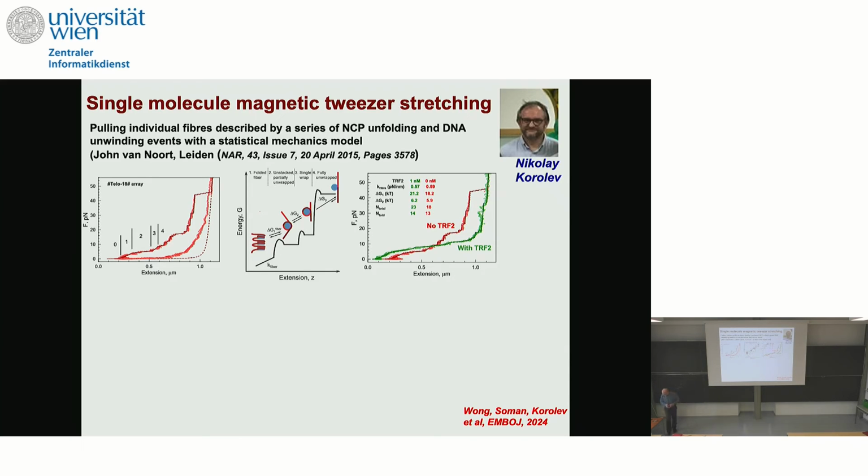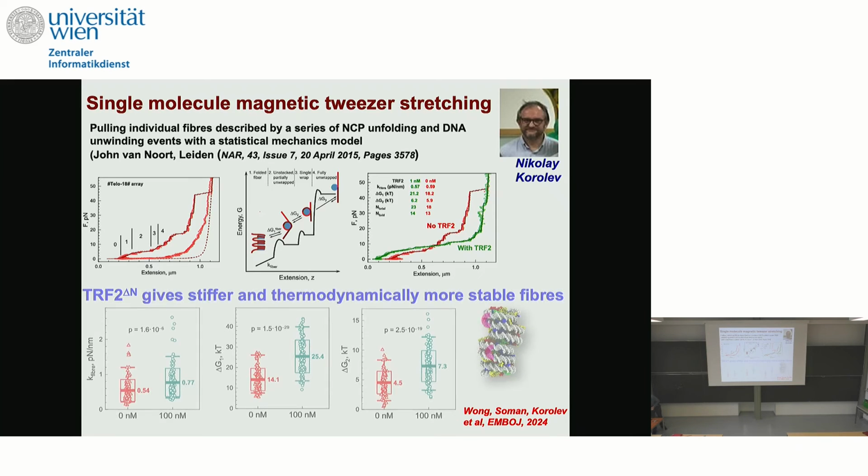But interestingly, when we pull on these fibers in the presence and in the absence of the TRF2 protein, I should say that for the telomeric fiber without this protein, the stretching curves, I think John will present this model that we can use to analyze these force extension curves. The data that we obtain in the absence of the protein, actually the features of the traces are very similar to, say, 601 chromatin fibers.